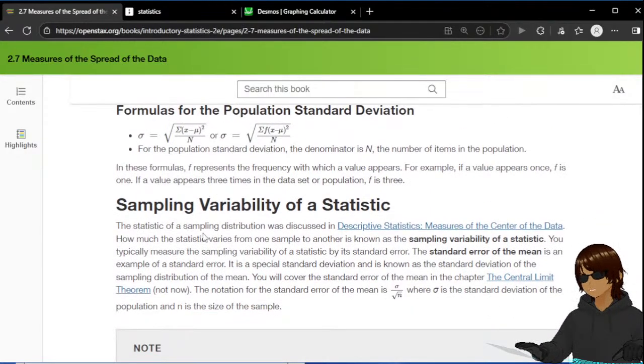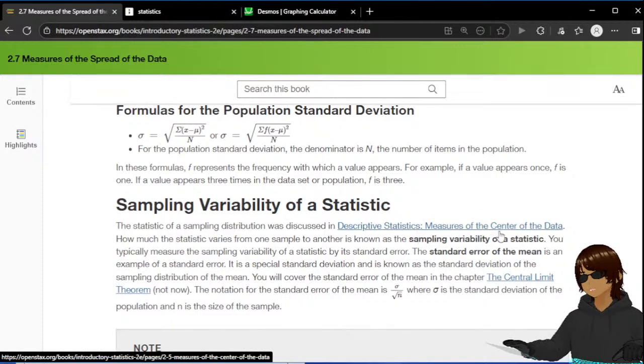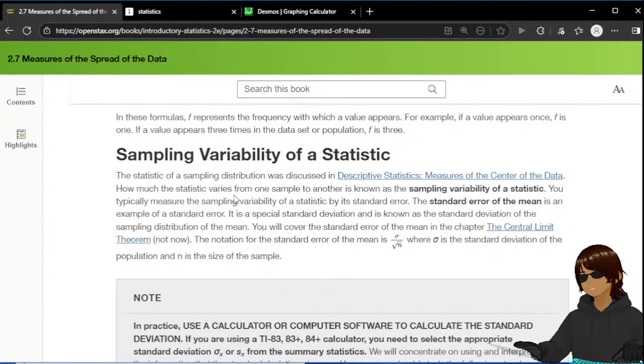The statistics of sampling distribution was discussed in descriptive statistics, measures of the center of the data. How much a statistic varies from one sample to another is known as the sampling variability of a statistic.